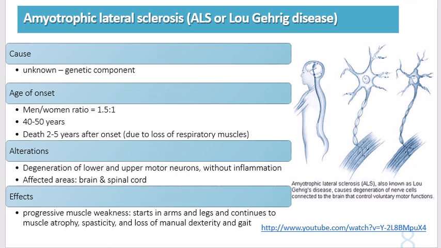Some of the effects include progressive muscle weakness. It tends to start in the arms and the legs, which is where the term lateral comes from, or when we spoke about the periphery, and then it just continues to atrophy. We'll end up seeing spasticity as well as loss of manual dexterity and gait, so having a very difficult time controlling those voluntary muscle functions that, to the average person, you don't even have to think about.